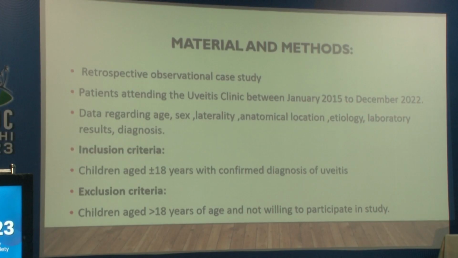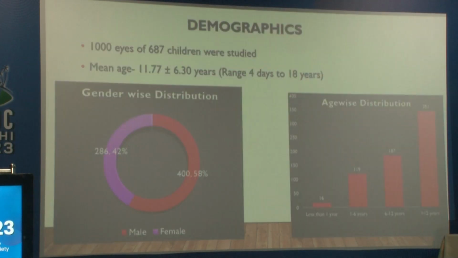It was a retrospective study, performed from 2015 to December 2022, and this is the data we have taken. Inclusion was less than 18 years of age and exclusion was more than 18 years of age. There were 1,000 eyes of 687 children, and the mean age was 11 years.